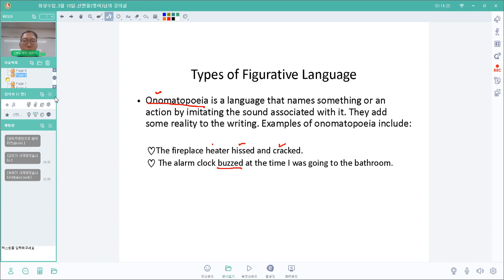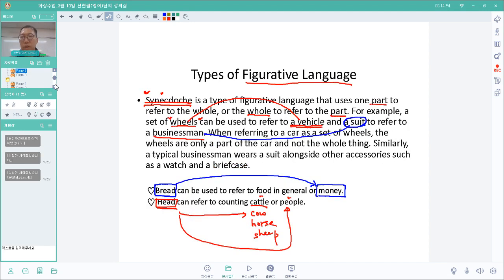At the time I was going to bathroom. So buzz is imitating the sound of alarm clock. So using the verb buzz is a technique of onomatopoeia. But in fact, onomatopoeia is rarely used in CSAT passage. However, it will be helpful if you know the concept of onomatopoeia. So, like I said, Synecdoche is a technique most often used in CSAT material.